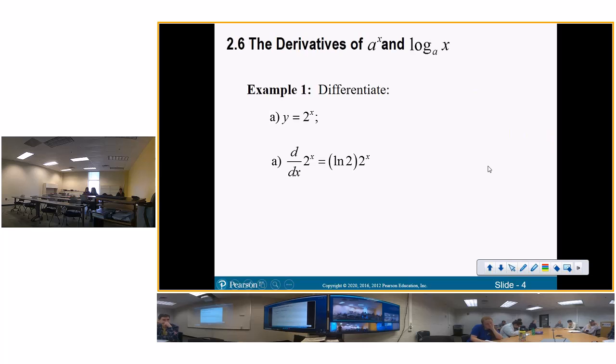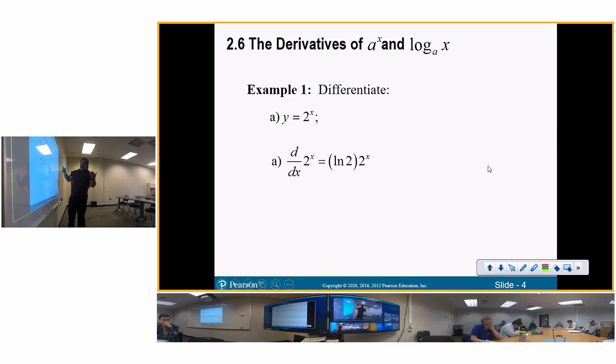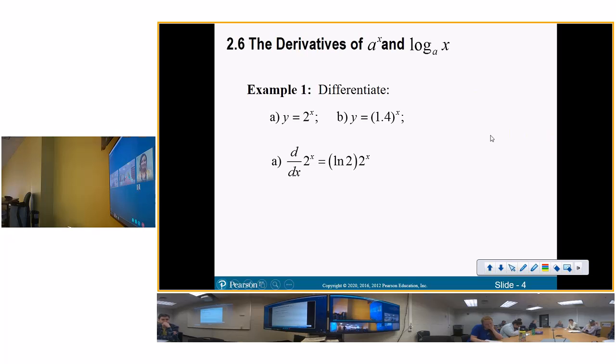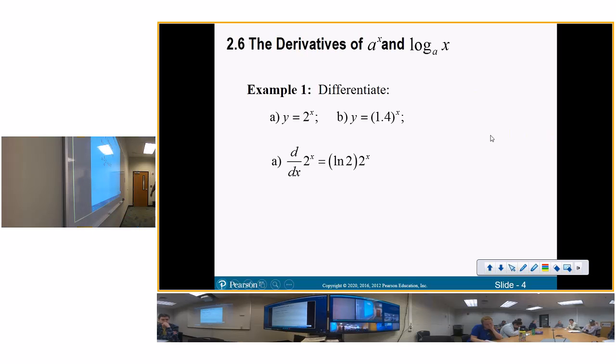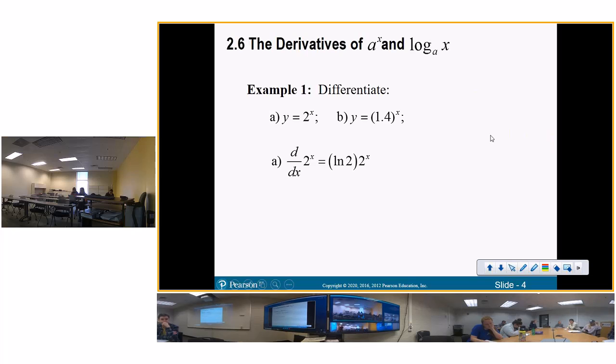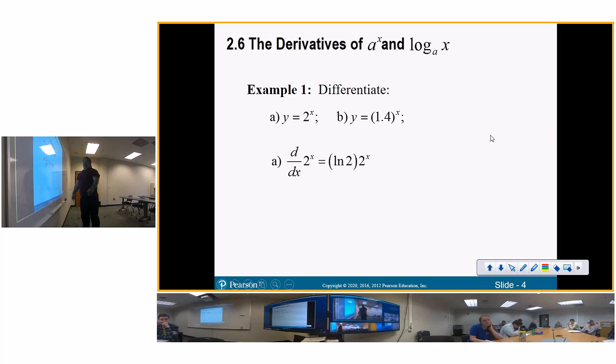And these are pretty simple. If you have the chain rule, then you have to remember the chain rule is involved. That one would be 1.4 to the x, so that would be the natural log of 1.4 times 1.4 to the x. The natural log of 1.4 could come out front, it really doesn't matter.